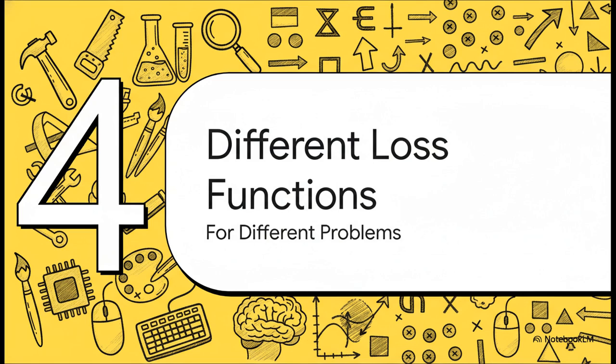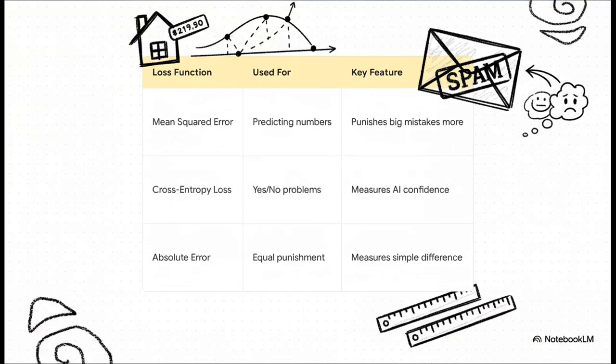Okay, but here's the thing. You wouldn't use a hammer to fix a watch, right? Same idea in AI. You use different loss functions for different kinds of problems because not all mistakes should be measured the same way. So let's peek inside this toolbox. For predicting a number, like our house price example, you might use something called mean squared error. The key thing to know about this one is that it really hates big mistakes. It actually squares the error, so being off by 20 lakh is treated as way more than twice as bad as being off by 10 lakh. It forces the AI to avoid those crazy, wild guesses.